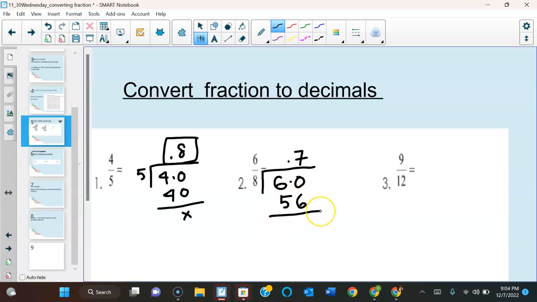And the remainder is 4. Add 0 here. 8 times 5 is 40. And our answer is 0.75.